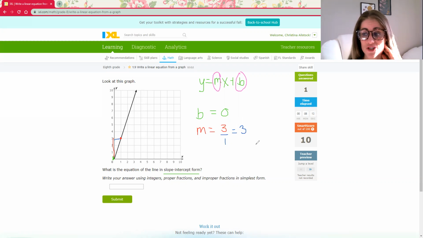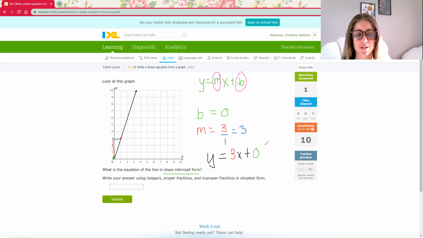Now I have all the information needed, so let's write our answer as an equation in slope-intercept form. Y equals mx plus b. All right, y equals our m, which we just discovered was 3, x plus our b, which is 0. All right, and that's our answer.